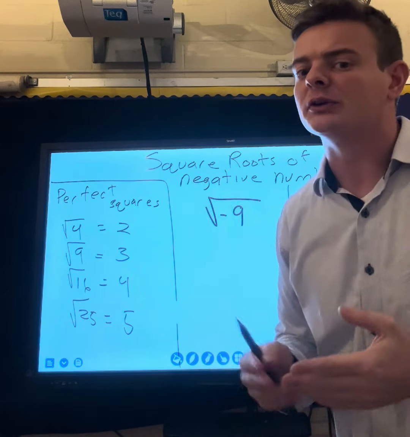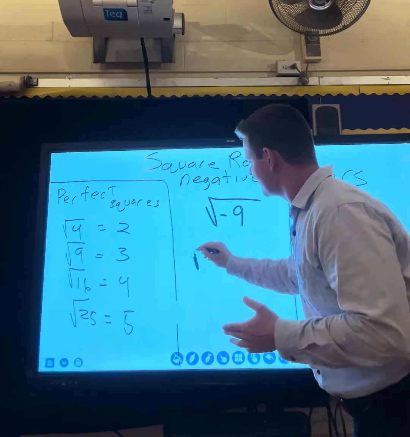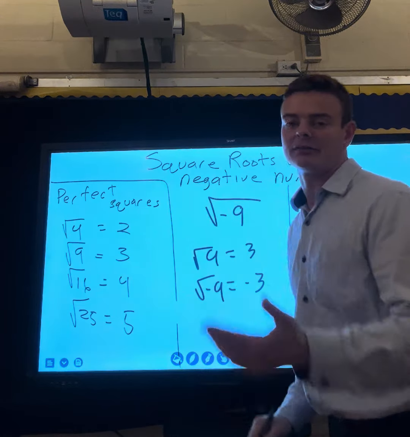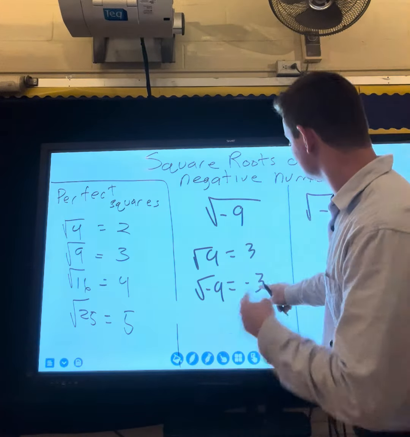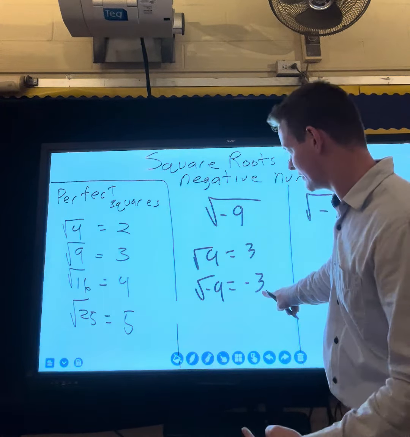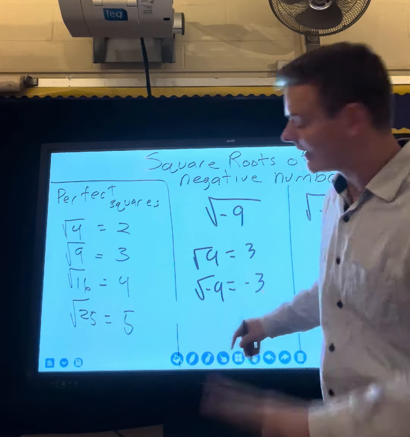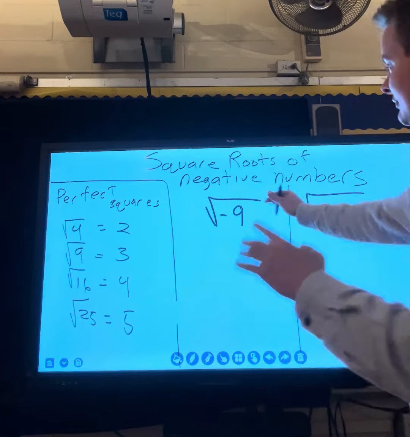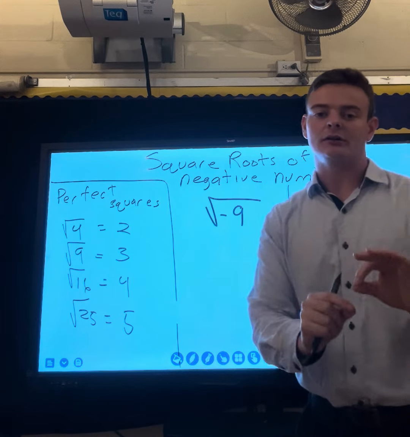I might think, oh, if the square root of 9 is 3, the square root of -9 must be -3, but that doesn't work because -3 times -3 is +9. And that's why I was afraid of it until now. So here's how we deal with the negative square roots.